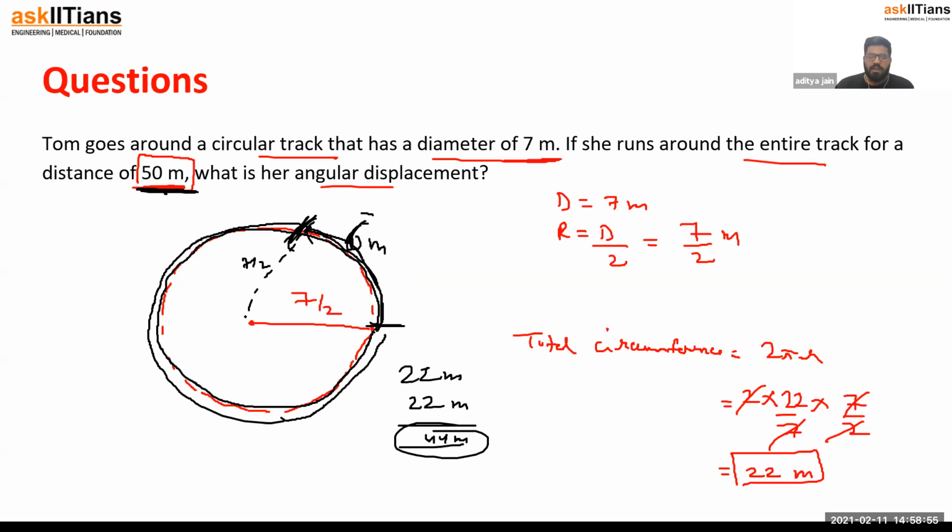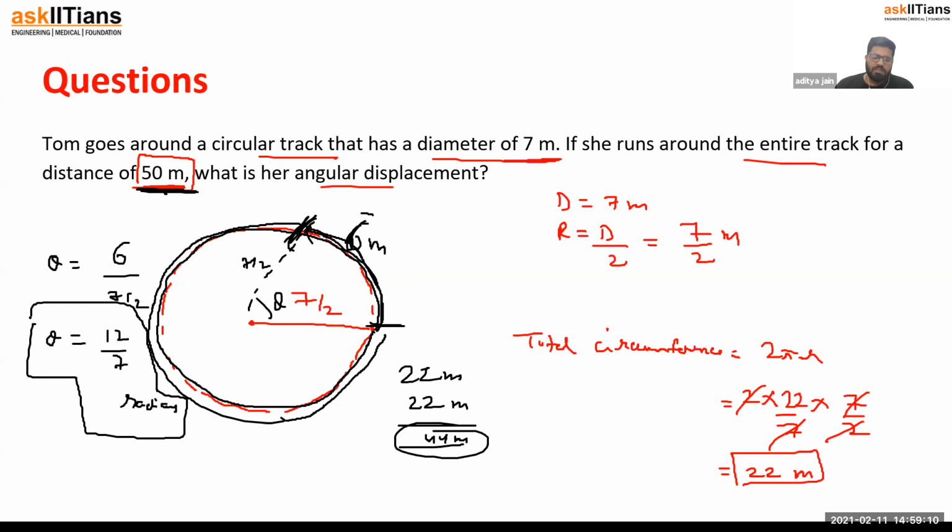So can I again use the formula? Theta equals arc by radius. Arc length will be 6 and radius will be 7 by 2. So theta will be 12 by 7 radians. So this is how to solve these types of questions: when you are given circular tracks, first of all calculate the circumference.